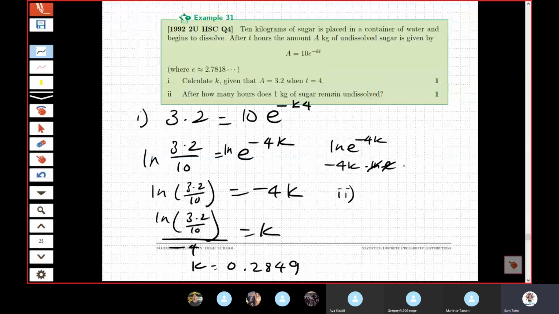After you find k, k's a constant all the time. After how many hours does 1 kilogram of sugar remain undissolved? A kilogram of undissolved sugar. So when is A equal to 1? You just do it all again, but this time you've got k.